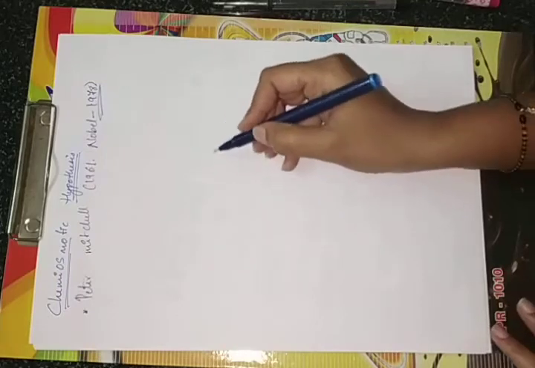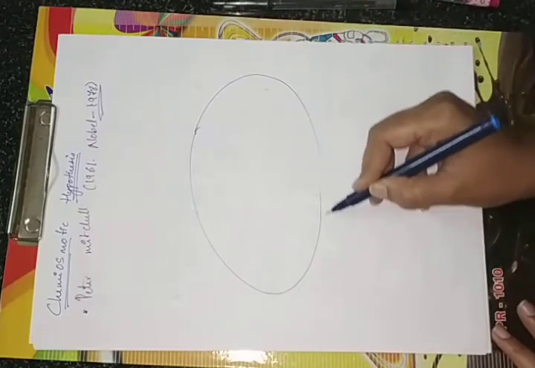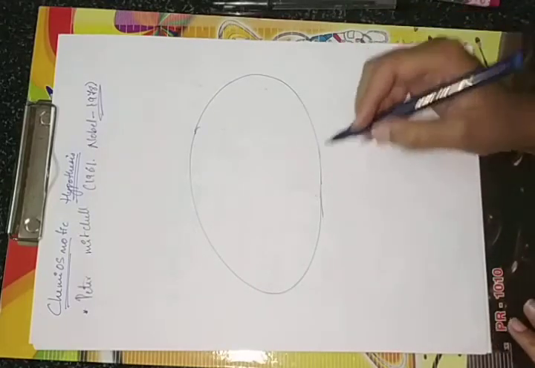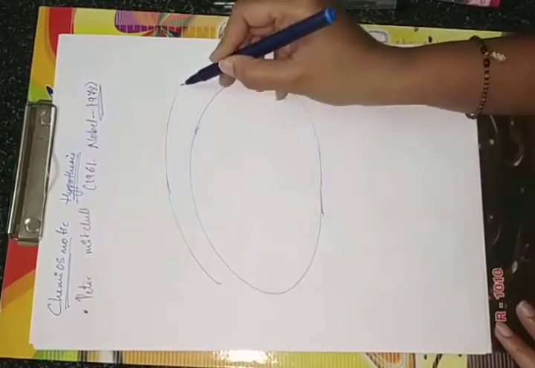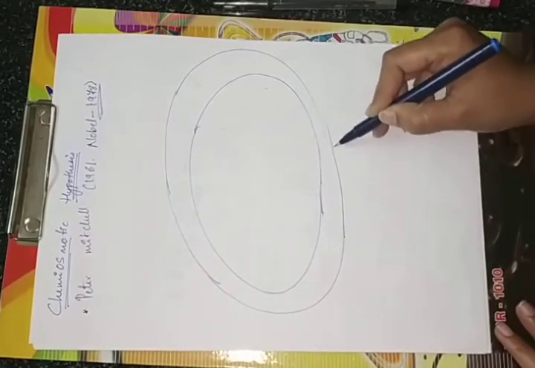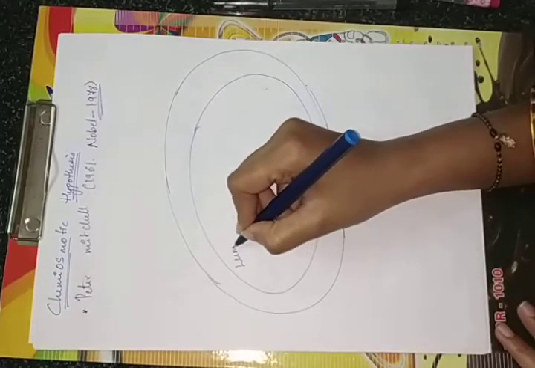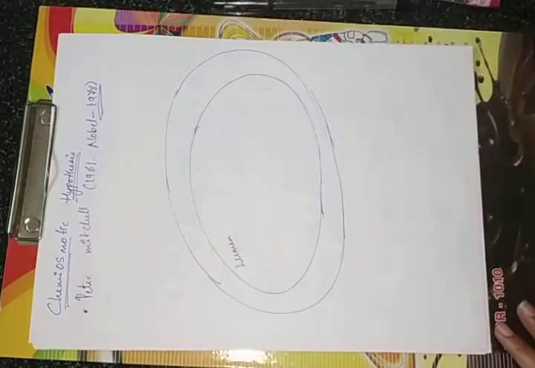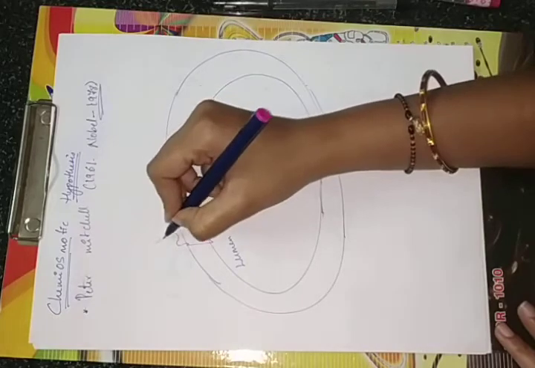Means what? See, I have already explained to you many times what is going to happen in the thylakoid. Let me draw once again. This drawing is very important, children. This is the thylakoid, isn't it? Thylakoid, and the thylakoid space is called what? Lumen. And there will be the presence of systems.